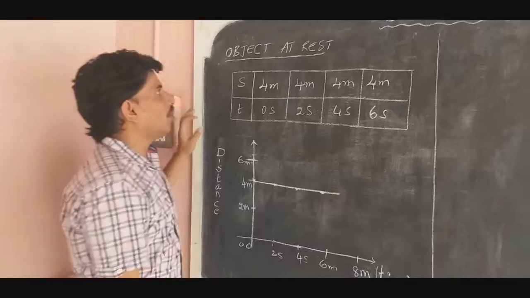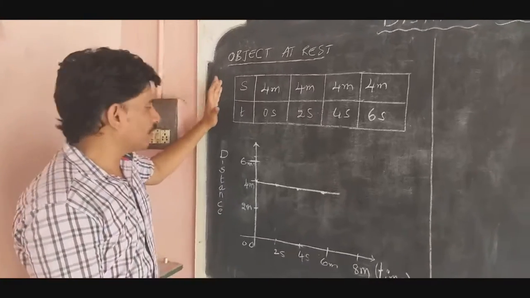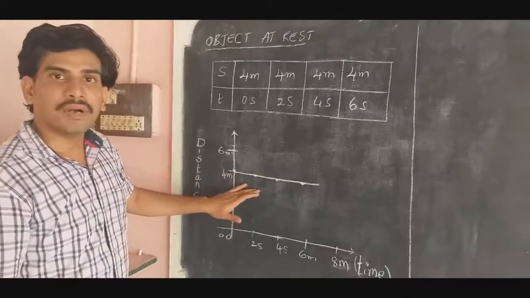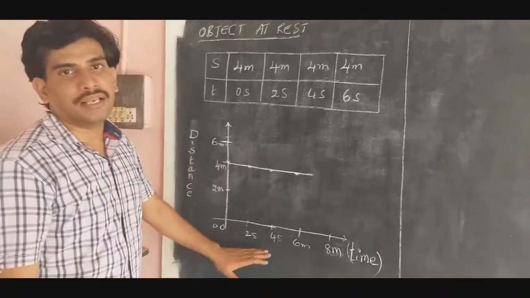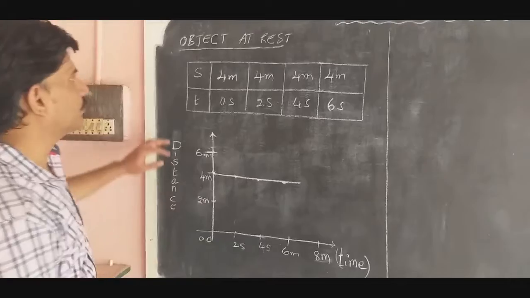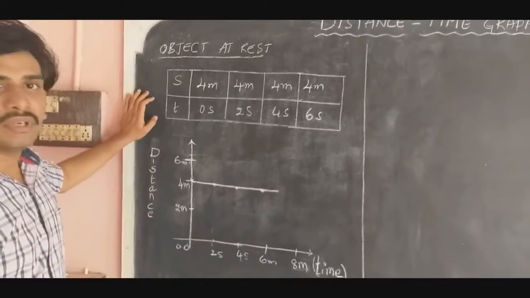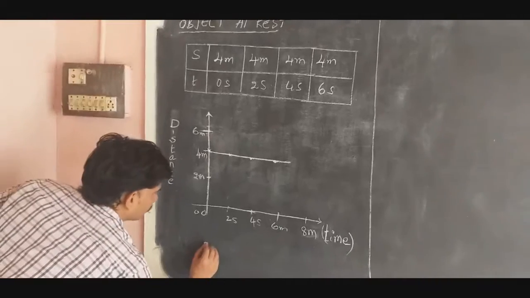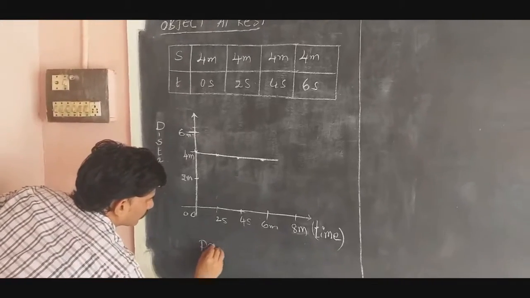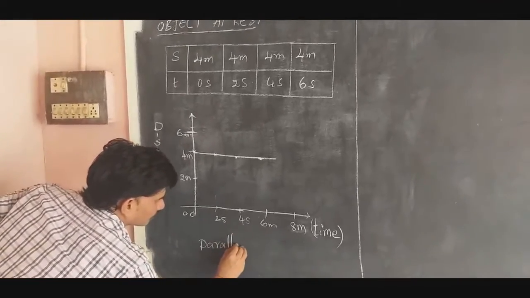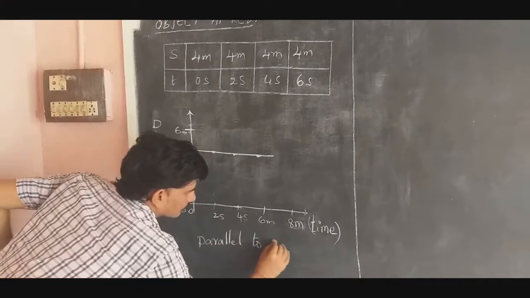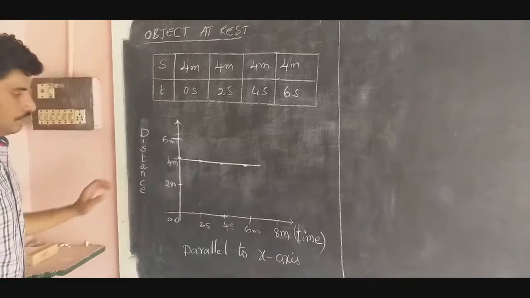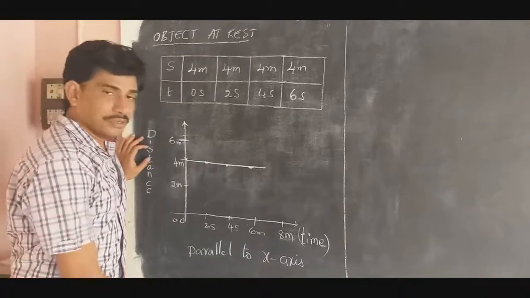That means if the object is at rest and you are representing that on a distance-time graph, you get a straight line passing parallel to the x-axis. So the distance-time graph for an object at rest is parallel to the x-axis.